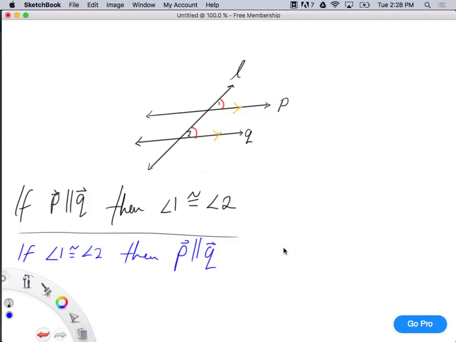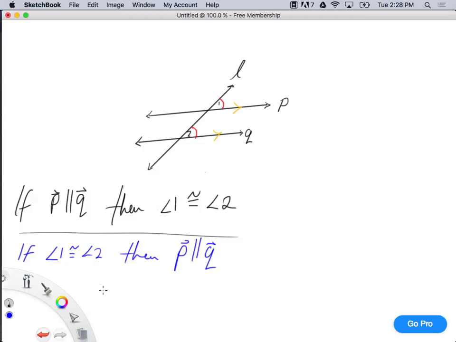You guys see this? Well, hey, that makes a lot of sense, right? If I've got two lines and they're being intersected by the same transversal, and this angle is congruent to that angle, then those lines must be parallel. You see? So this here is the corresponding angles postulate. If the two lines are parallel, then corresponding angles are congruent. That's the corresponding angles postulate.